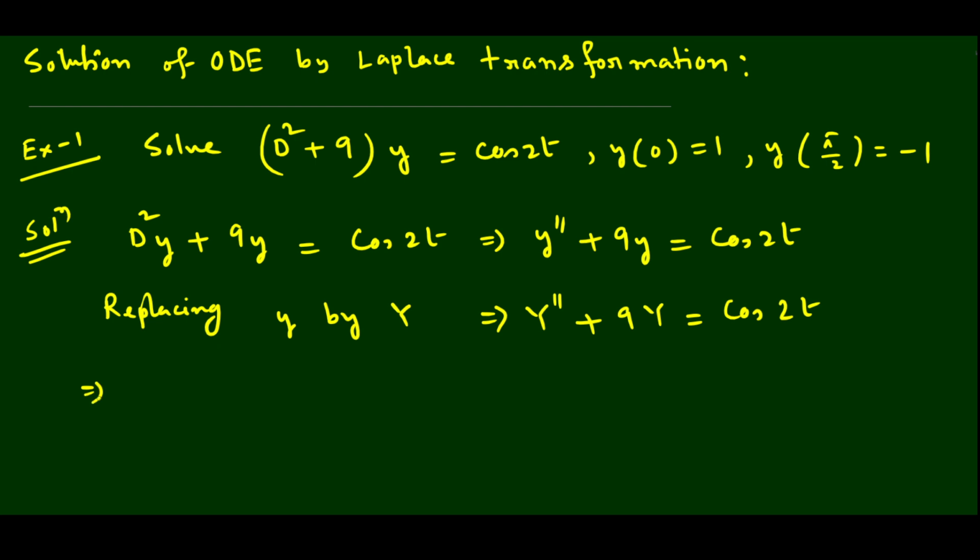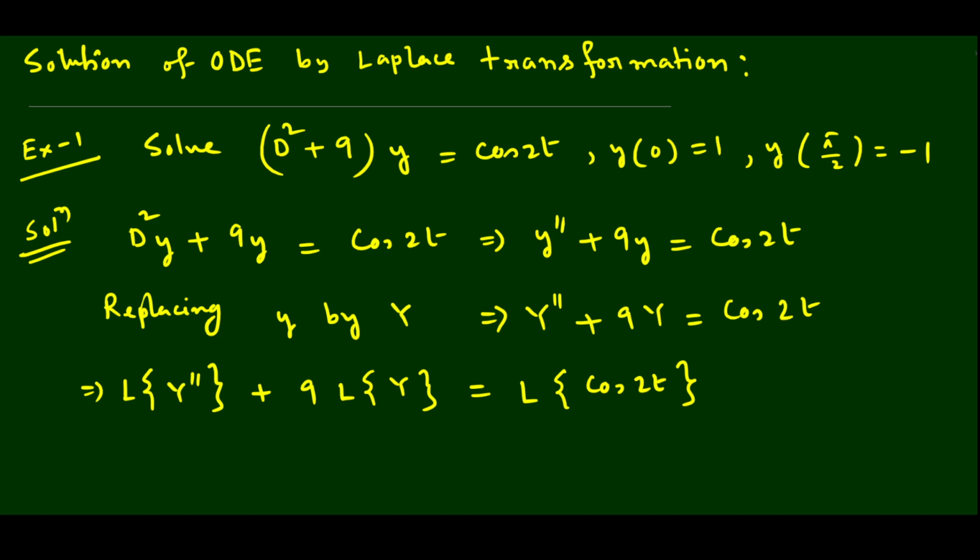Now what to do? Now we have to take Laplace on both sides. L of Y double dash plus 9, which is a constant, so it will be outside, L of Y, and then Laplace transformation of cos 2t. Okay, so we have taken both side Laplace transformation.